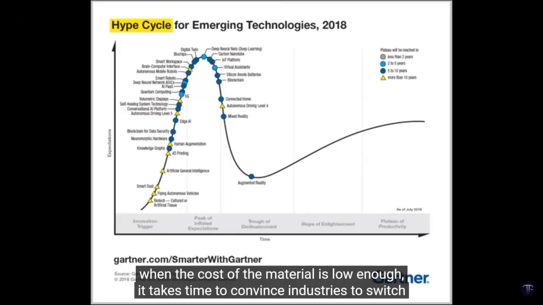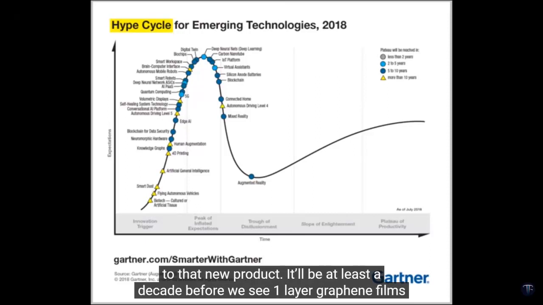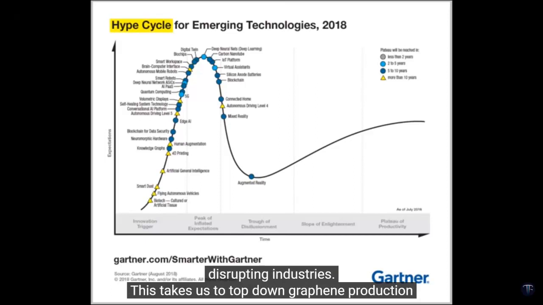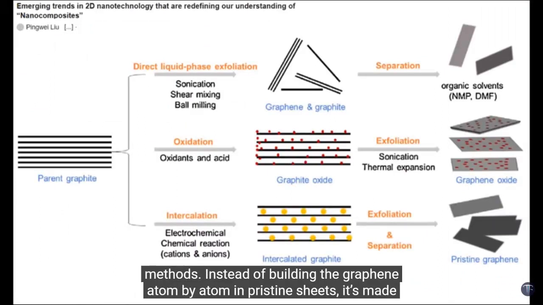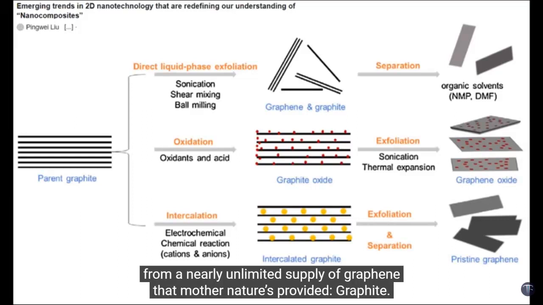It'll be at least a decade before we see one-layer graphene films disrupting industries. This takes us to top-down graphene production methods. Instead of building the graphene atom by atom in pristine sheets, it's made from a nearly unlimited supply of graphene that Mother Nature's provided. Graphite.